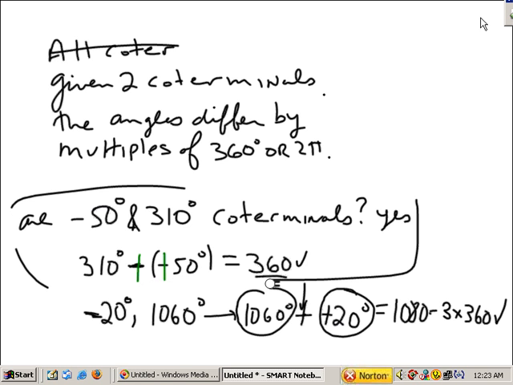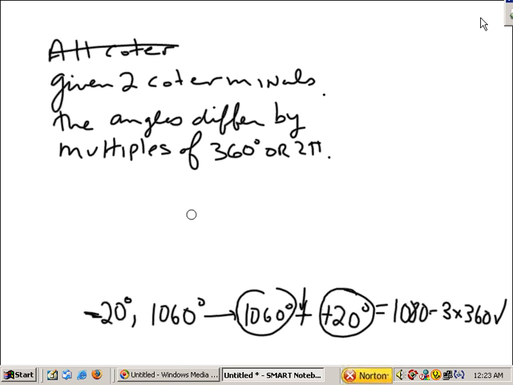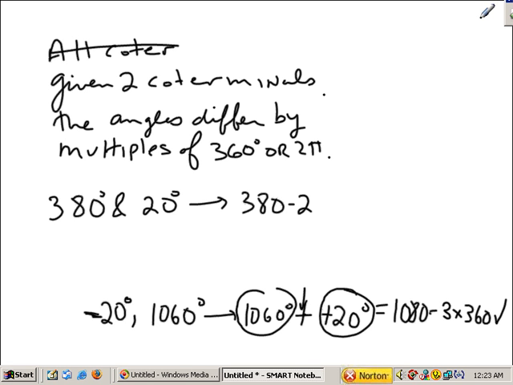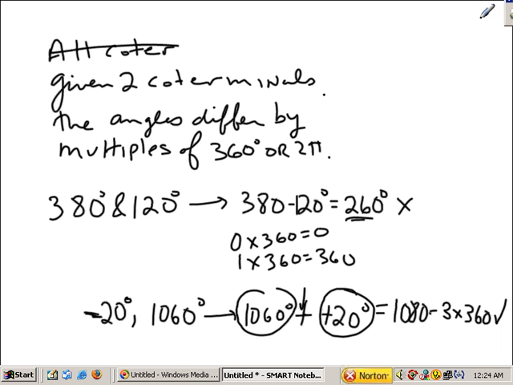Not every time when you subtract two angles do you get a multiple of 360. For example, one angle is 380 degrees and the other angle is 120 degrees. Are these coterminals? Well, 380 minus 120 degrees is 260 degrees. And 260 is not a multiple of 360. 0 times 360 is 0. 1 times 360 is 360. We skip 260. The answer is no in this case. 380 and 120: not a multiple of 360.